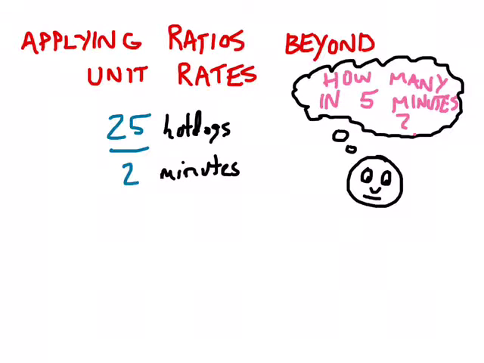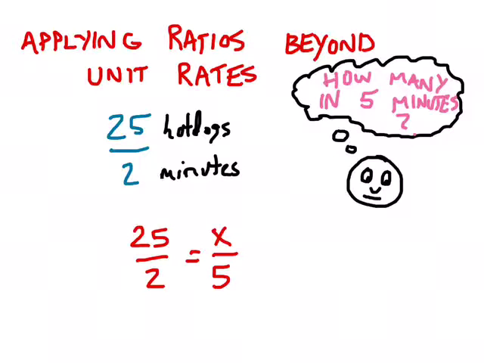Well, up to this point at least, we might have said, well, I can reduce that down to a unit rate and then take that unit rate and figure out how many in 5 minutes. But the cool thing about proportions is I actually don't have to do that. I can take my 25 hot dogs in 2 minutes and set up a proportion to answer the question, how many can this guy eat in 5 minutes? And I might say to myself, well, if he eats 25 hot dogs in 2 minutes, that should be proportional or equal to whatever number of hot dogs he eats in 5 minutes.